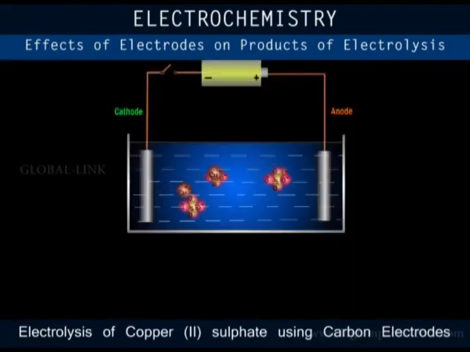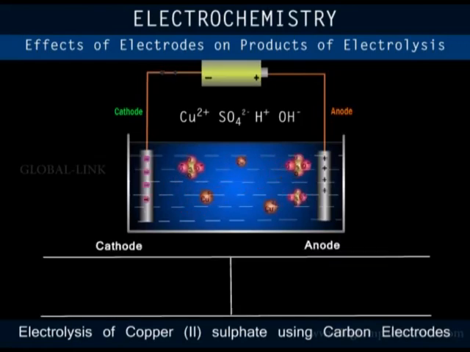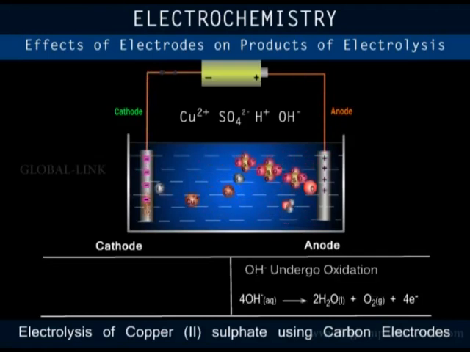The copper-2 sulfate solution contains copper-2 ions, sulfate ions, hydrogen ions, and hydroxyl ions. When electrolyzed, copper-2 ions and hydrogen ions are attracted towards the cathode, while sulfate and hydroxyl ions are attracted to the anode. At the anode, hydroxyl ions are preferentially discharged, forming water and oxygen, which causes the bubbles.